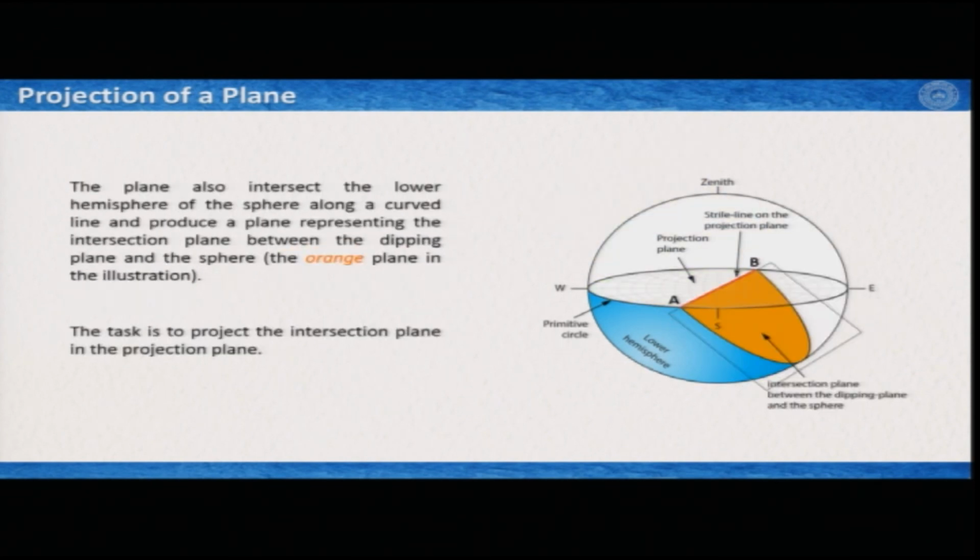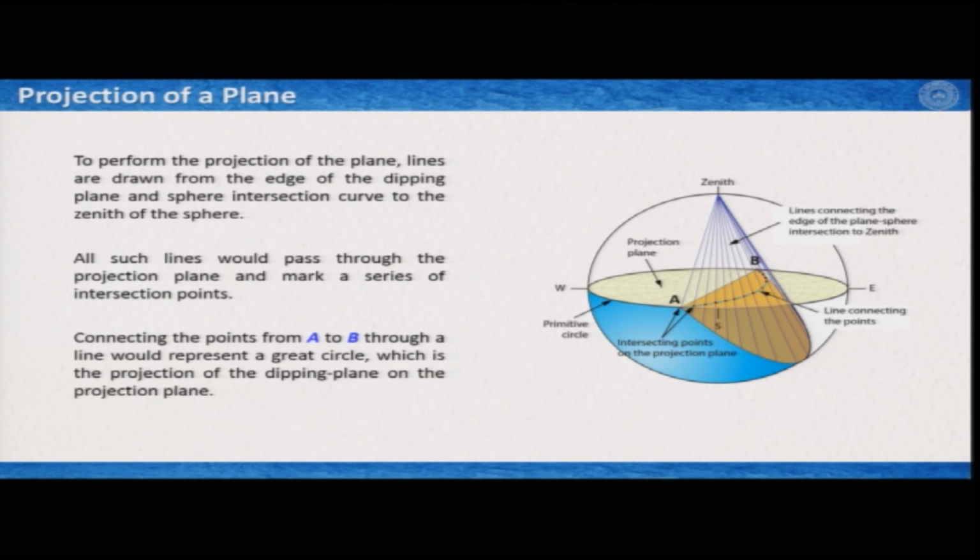We can also figure out that the intersection of this sphere and this plane also makes an intersection plane, which is highlighted in orange here, and this is the intersection plane between the dipping plane and the sphere. So, the task is to project this intersection plane onto the projection plane, and you can clearly visualize that this semicircle is the actual plane we are concerned with.